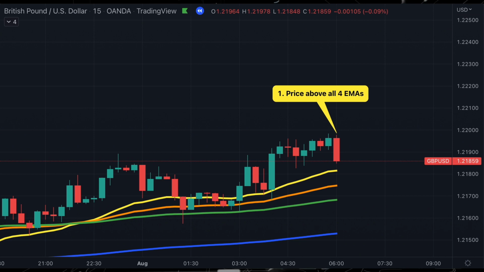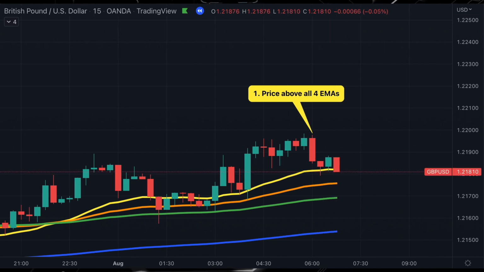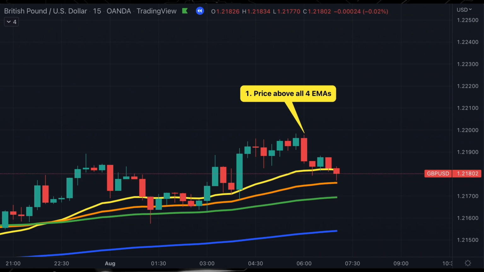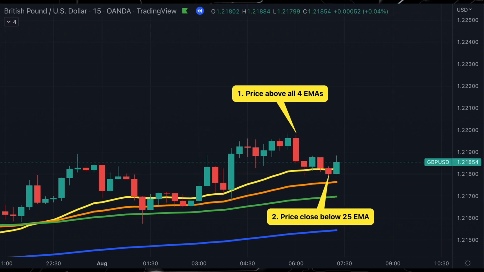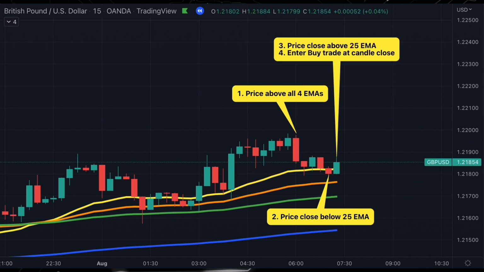The price is above all the 4 moving averages. So we will be looking for a buy signal. Next, we notice that the price did pull back into the 25 moving average. We will wait for the price to exit and close above the 25 moving average. Once this happens, we will enter a buy trade at the close of the candle.